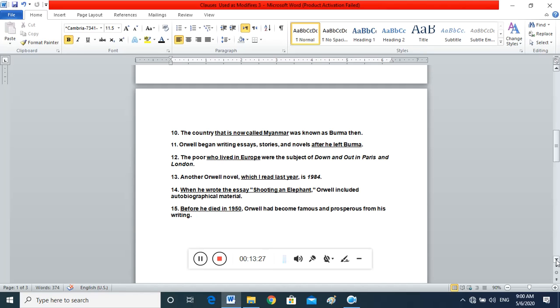Number 15. Before he died in 1950, Orwell had become famous and prosperous from his writing. Yes. Here the clause describes had become. Had become is the verb. So before he died in 1950, this clause acts as an adverb.